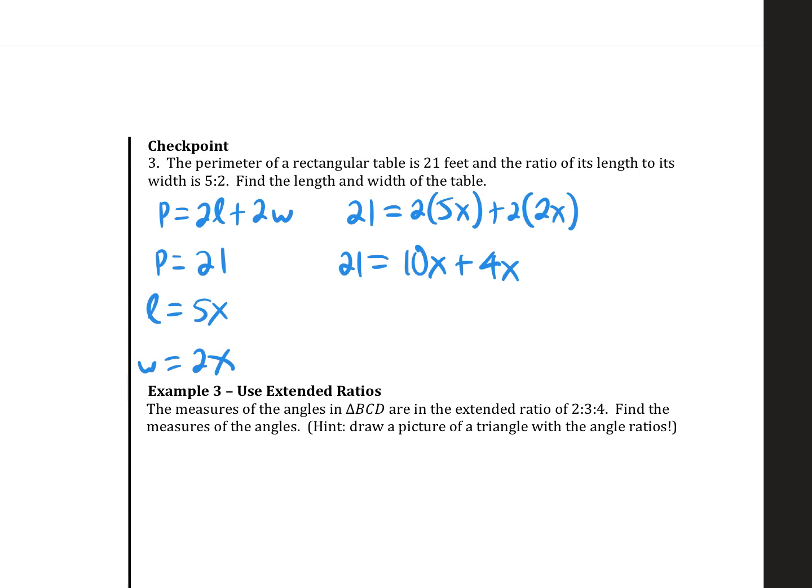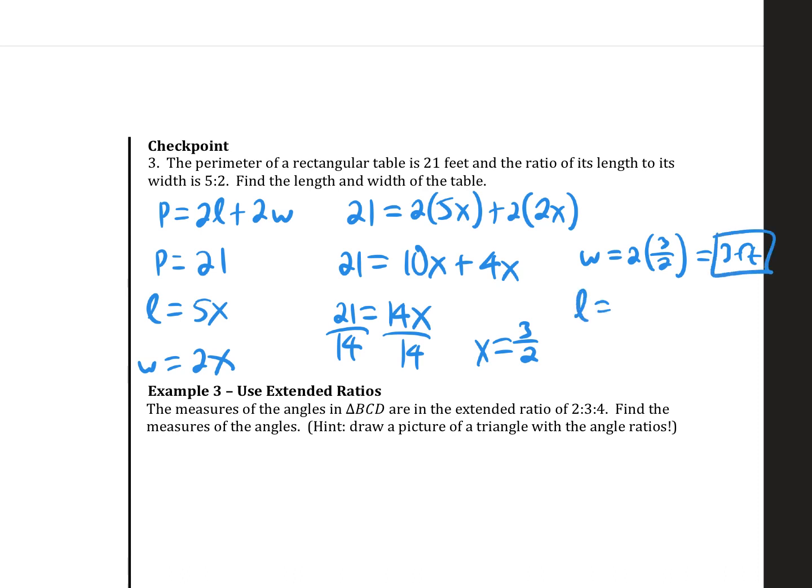So we get, let's see here, 21 equals 14x. Divide by 14. And we get, if we simplify that, 21 and 14 are both divisible by 7. So we get x equals 3 over 2. Then we have to plug into that problem there. So the width was 2 times x, which is 3 over 2. And 2 times 3 halves is just going to be 3 feet. And the length might be a little bit weird, which is going to be 5 times 3 halves, which equals 15 over 2, which is approximately 7.5 feet. Okay? Kind of a weird one.